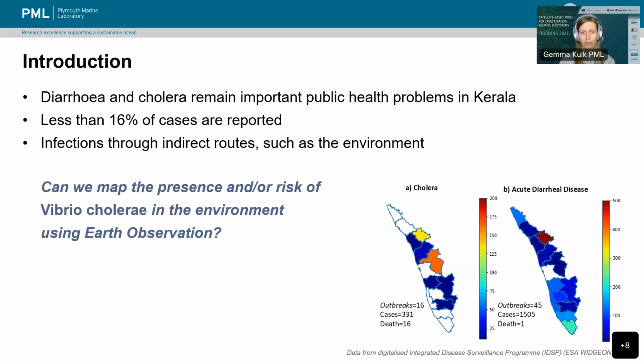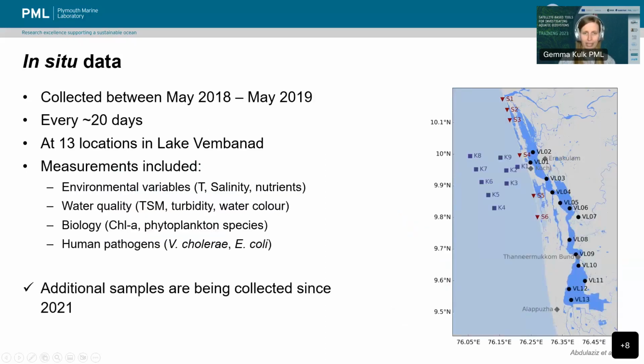In the case of Lake Vembanad, we were interested in whether we could use relationships between pathogens and environmental variables that are amenable to remote sensing to map the risk of Vibrio cholerae in the environment. For this case study, we used the same in situ data set from Lake Vembanad that I've mentioned before, and the data was collected every 20 days between May 2018 and May 2019 at 13 locations in Lake Vembanad.